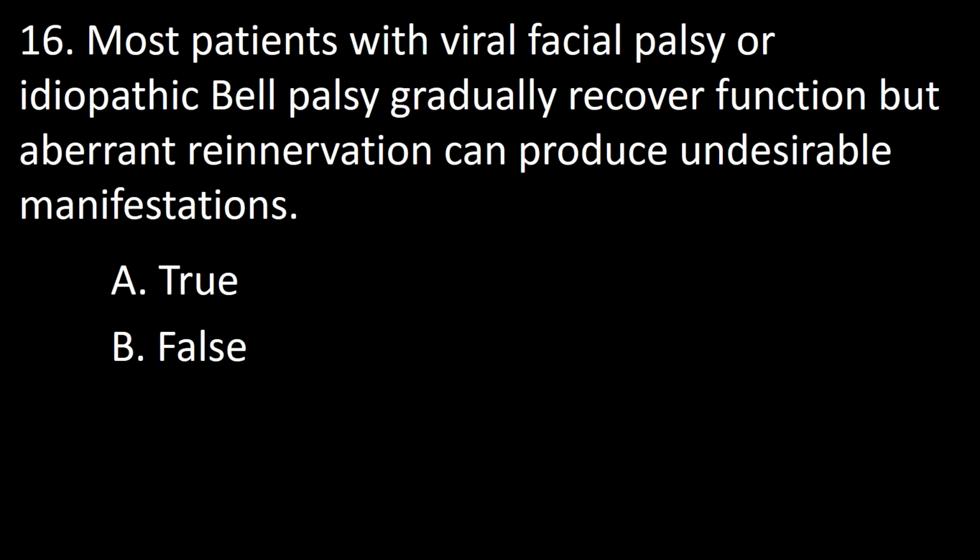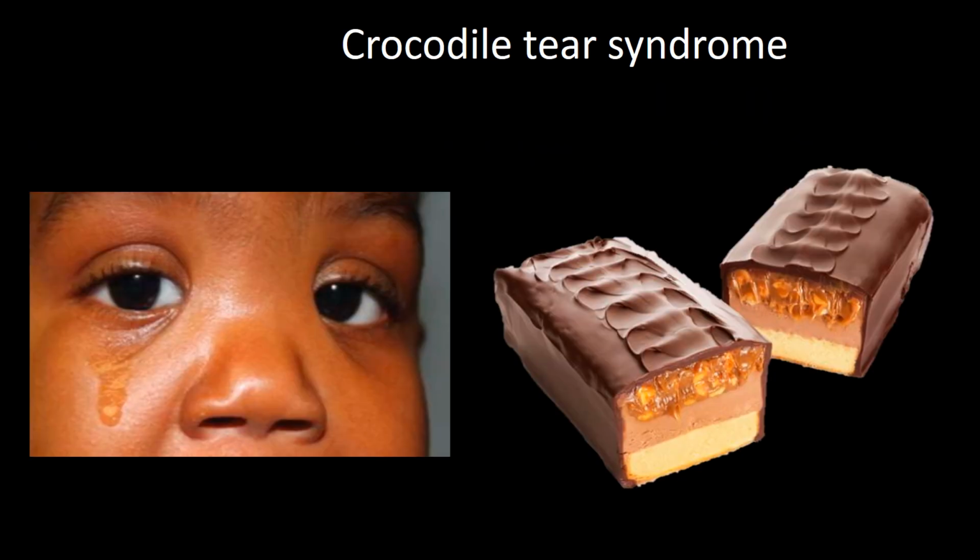Next question. Most patients with viral facial palsy or idiopathic Bell palsy gradually recover function, but aberrant re-innervation can produce undesirable manifestations. A true, B false. Most patients with peripheral facial palsy recover well with no residual deficit. In a few patients, aberrant re-innervation produces unusual findings. Probably the most peculiar is crocodile tear syndrome. This term is used to describe the condition found in patients that, having recovered from a unilateral facial palsy, go on to develop a condition characterized by unilateral tearing when they see food. I will explain how this happens in the next few frames.